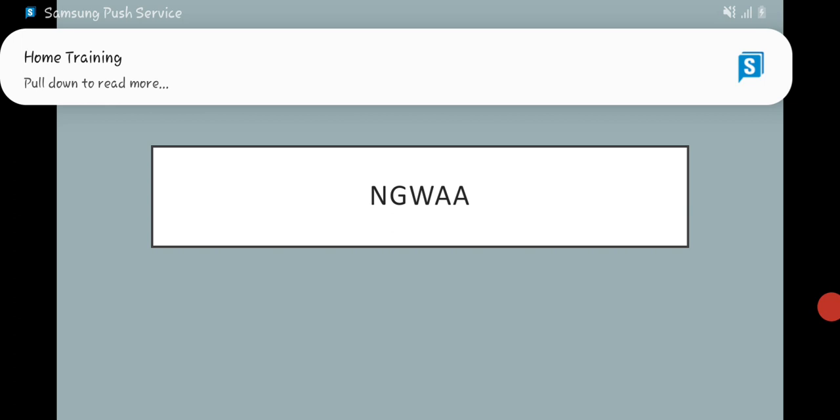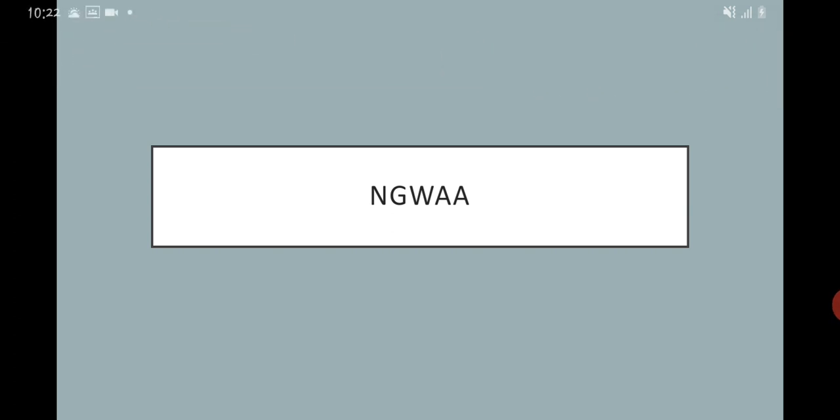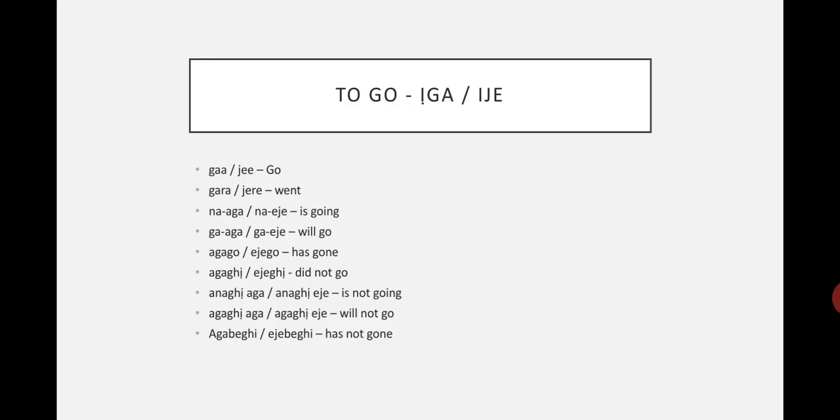Last week, I told you we're going to start learning how to use verbs to make sentences. In Igbo, we call verb ngwa. Ngwa. So the first verb we're going to learn how to use is the verb to go. The verb to go, it means ịga or ije.